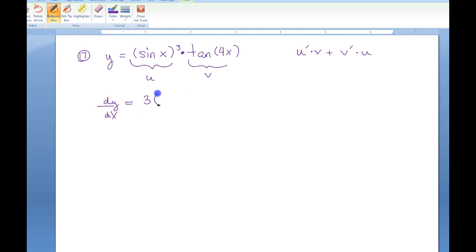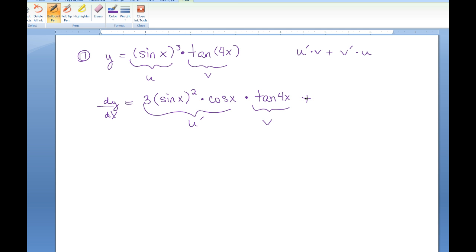Okay, so it's going to be u prime. So 3, keep the inside the same, take 1 away from the power, times derivative of the inside, cosine x. Times, so this whole thing was my u prime, right? Because that was the chain rule. Next, we're going to multiply it. So what's the other part? It's v. So that's tangent of 4x. That's v.